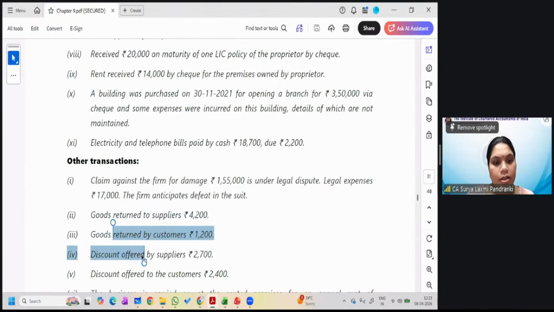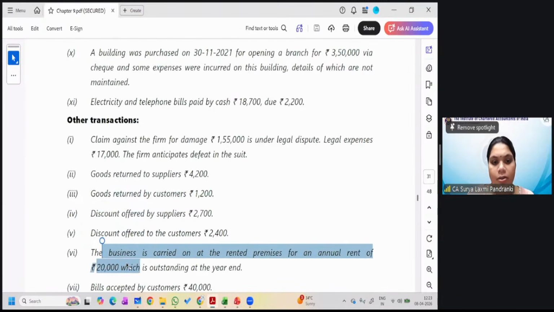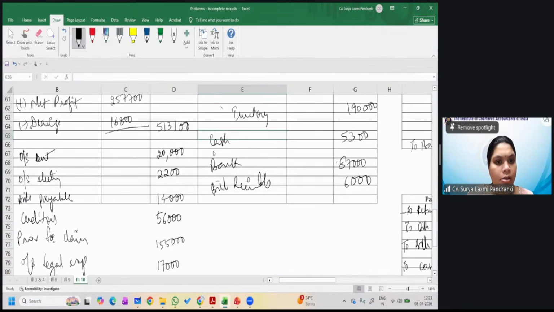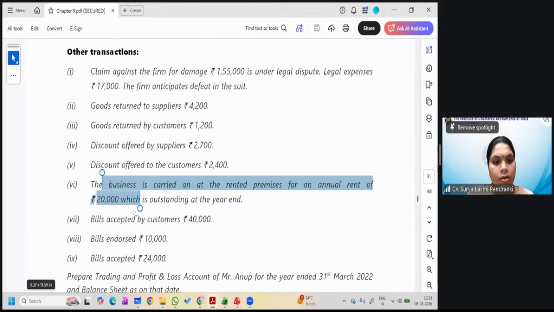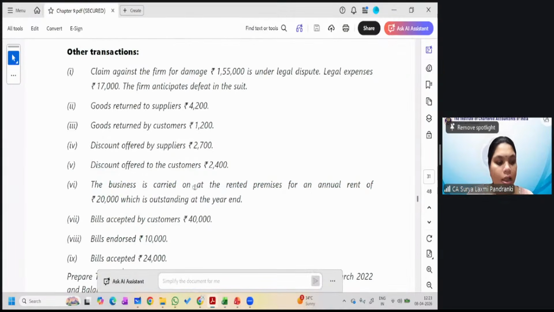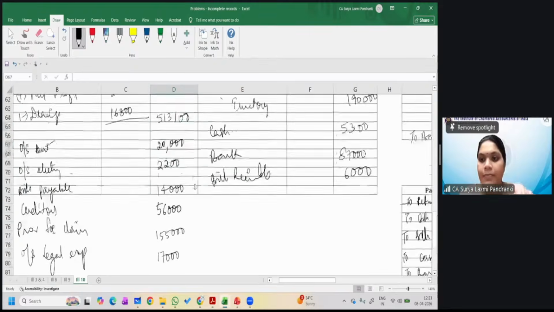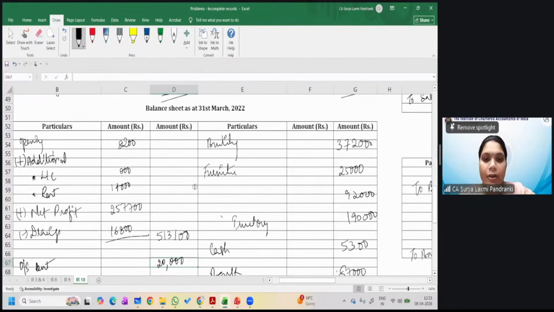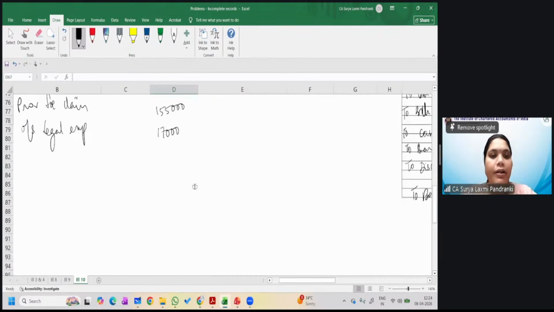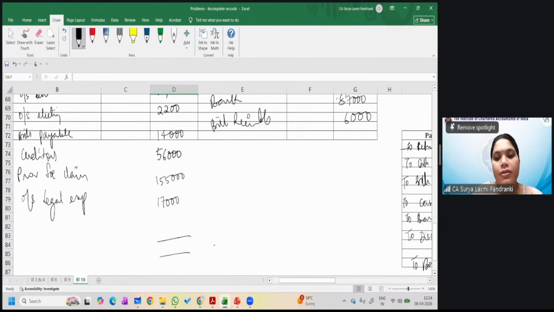Then goods return discount is done. This outstanding 20,000 also we have written, no? Yeah, we wrote 20,000. Accepted and endorsed. Done. Did we miss anything else? No, ma'am. You have to go back to the question again because we'll miss one or two. If you go back and see whether we have written all of them, then only it will be correct. See if it is matching.